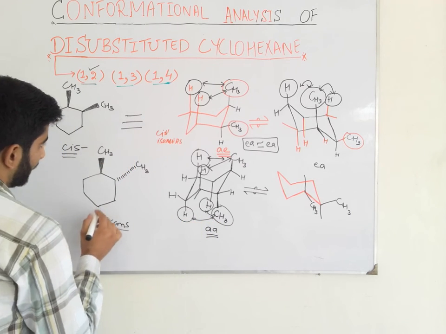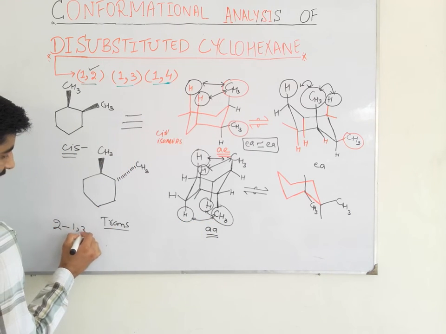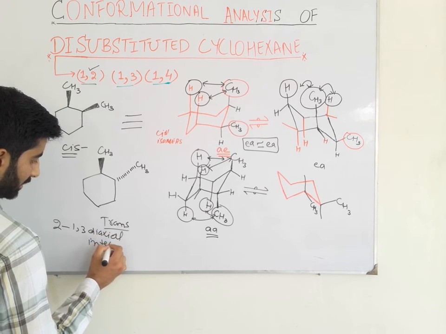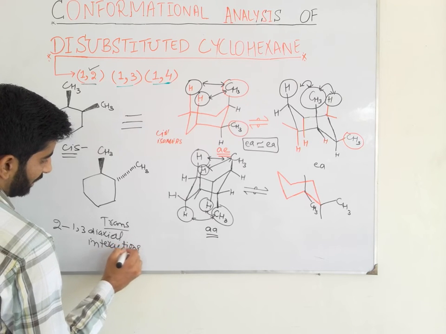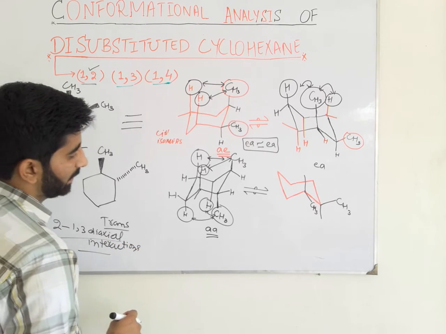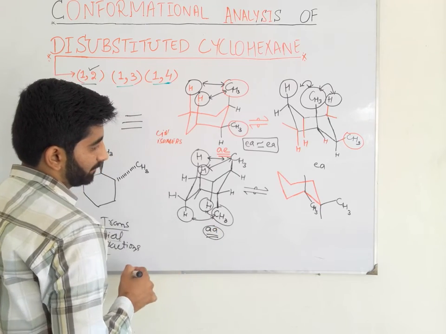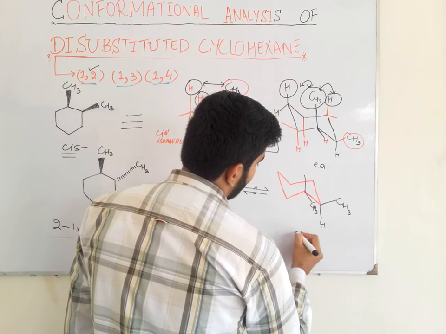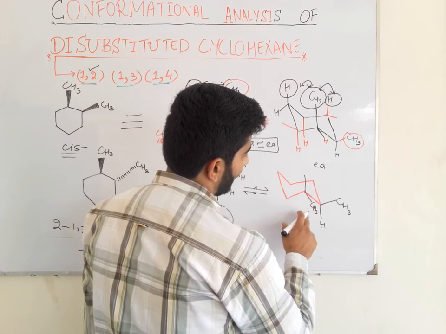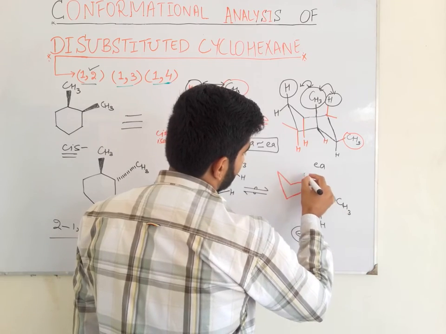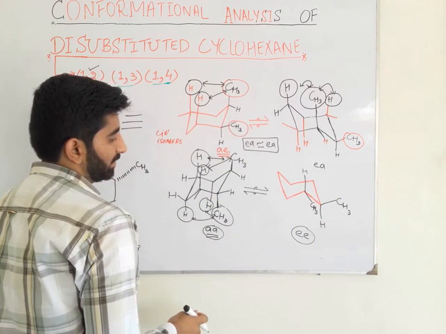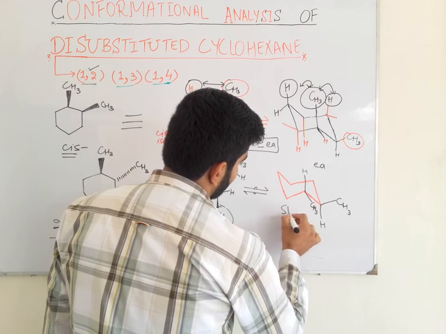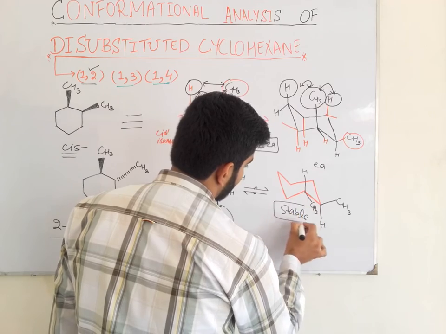So there are two 1,3 diaxial interactions present in trans 1,2-dimethyl cyclohexane AA conformation when both methyl groups are at the axial position. But in EE conformation, in which both methyl groups are at equatorial position, there is no 1,3 diaxial interaction present. So due to the absence of 1,3 diaxial interaction, this conformation, that is EE conformation, is the most stable conformation.